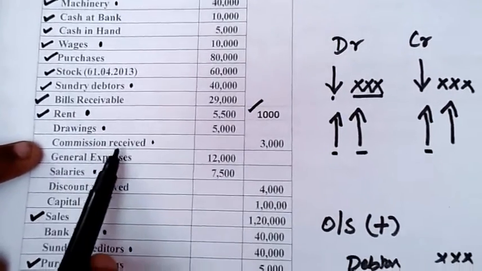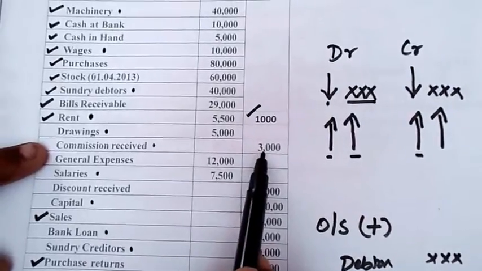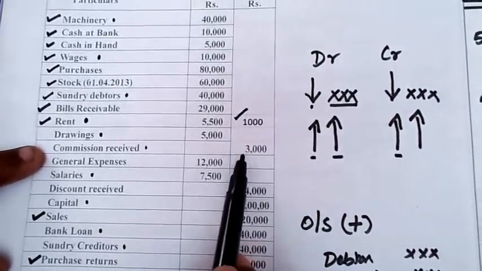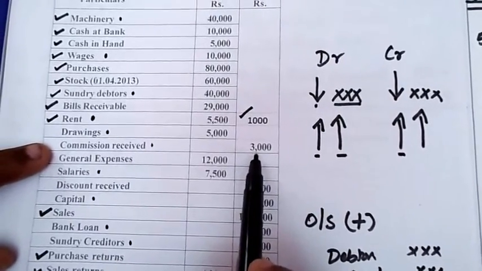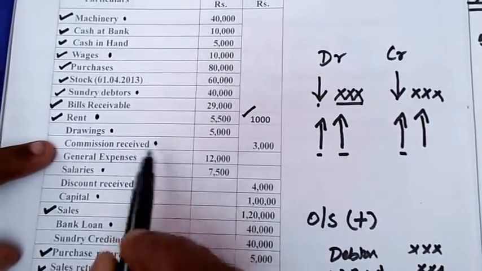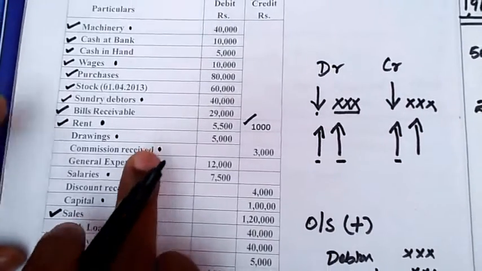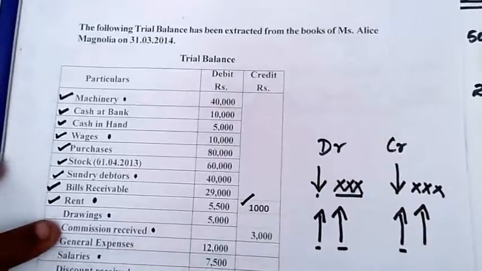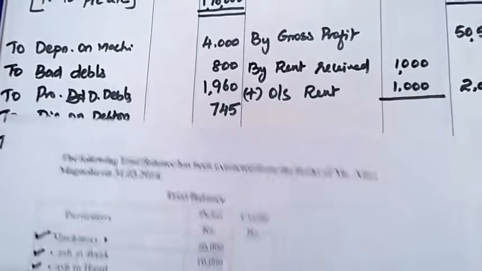Next one, commission received. So commission received is an income. It is given under credit side. So it will come under credit side of profit and loss account. But we need to consider adjustment. We have made a note. No, you need to refer the adjustment regarding this transaction. So commission received. Where will it come? Credit side of profit and loss account.